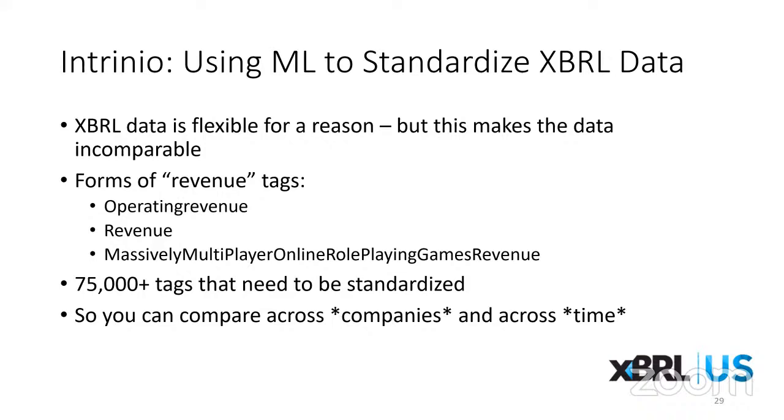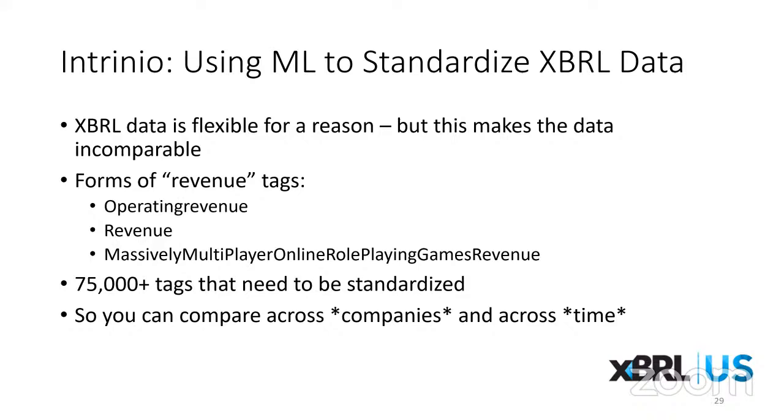And for an investor, that's basically an impossible task, right? So what we do is we use machine learning to classify. As the slide has a couple of examples, very simply, there are three different tags here that all basically mean the same thing, but different companies use them in different ways. Sometimes one company might have operating revenue and then use revenue as a total. Another company might use revenue as just operating revenue. Pretty much, if you can imagine it, companies will do it and even invent their own tags.